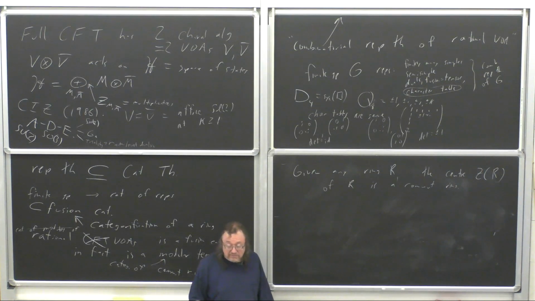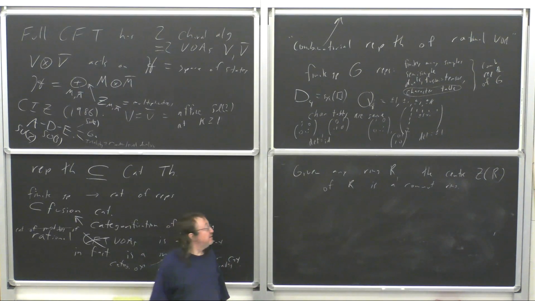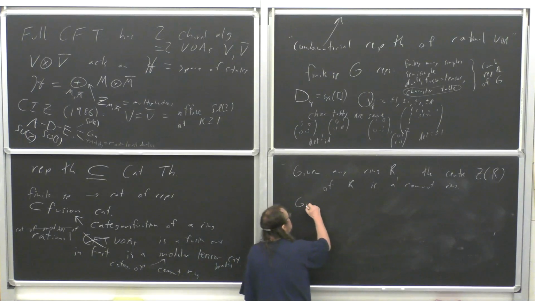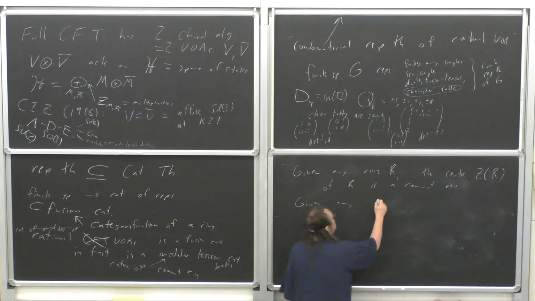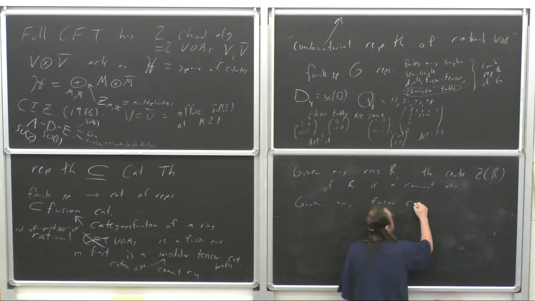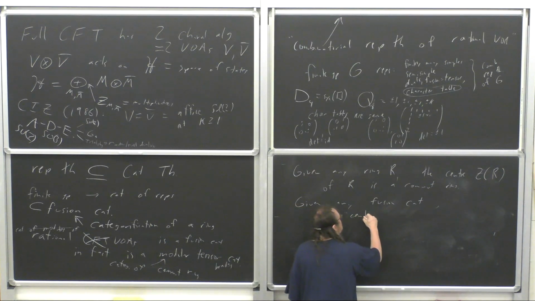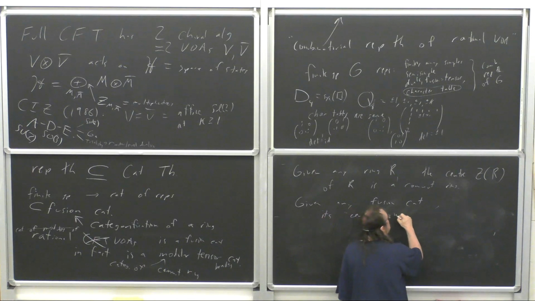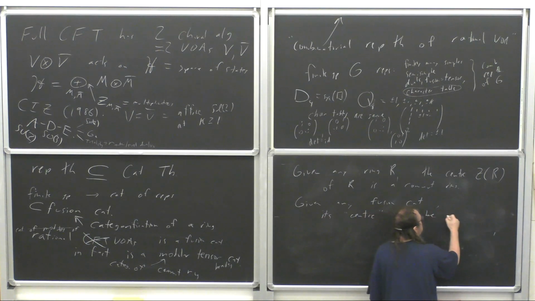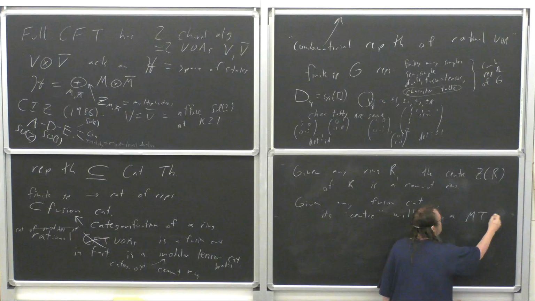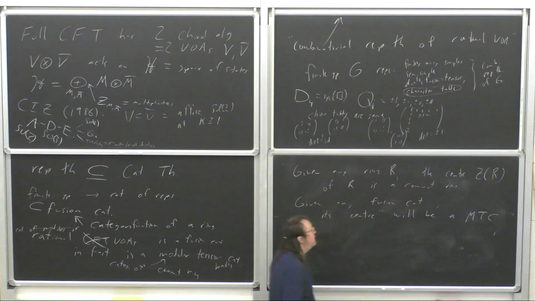So the same will lift to the categorical level. And so given any fusion category, its center will be a modular tensor category. So what does center mean?